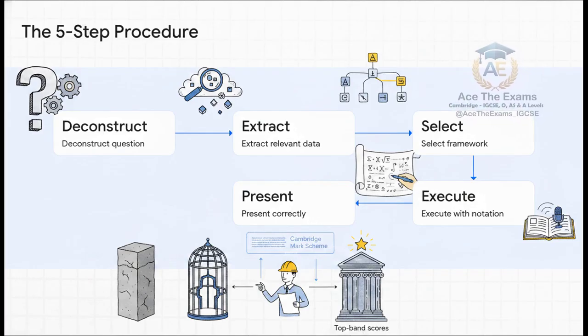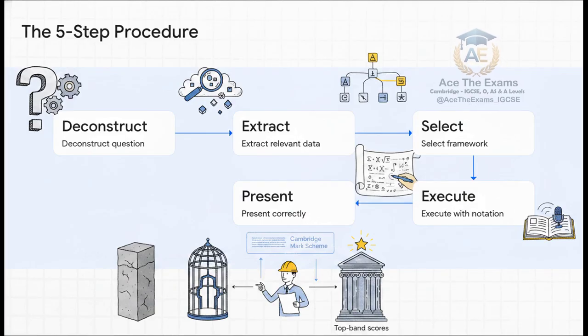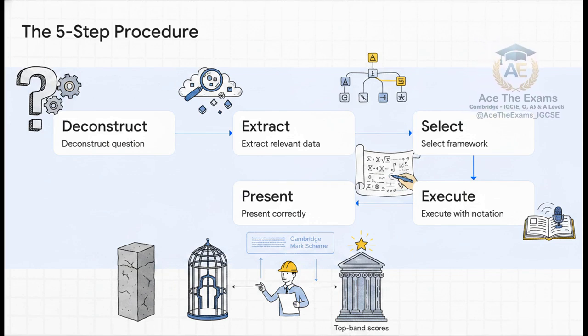Step 1. Deconstruct the question. You have to find the exact command words. These are your command stress points. Step 2. Extract relevant data. In our world, that means physically isolating the first term, A, and the common ratio, R, from the noise of the word problem. Step 3, select your analytical framework, which here is the specific mathematical condition for convergence. Step 4, execute with clear notation. This means your equal signs are perfectly aligned down the page like the steel girders of an elevator shaft. Step 5, present with correct terminology.